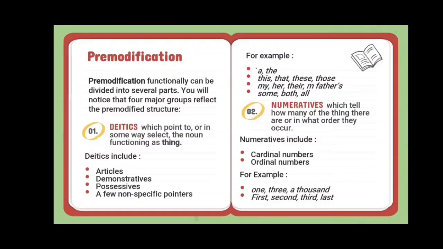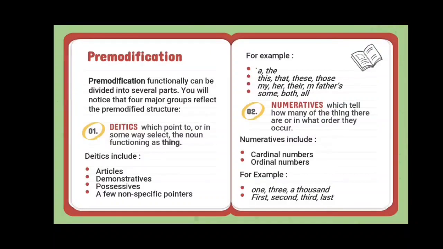And then pre-modification. Pre-modification can functionally be divided into several parts. You will notice that the four major groups reflect the pre-modified structure. The first, deictic, which points to or in some way selects the noun functioning as thing. Deictics include articles, for example, a, the.